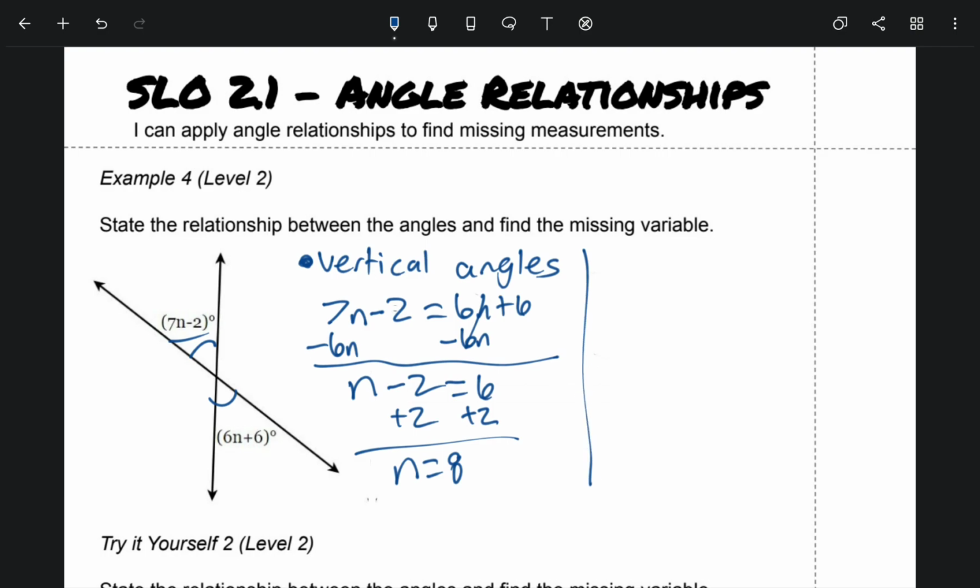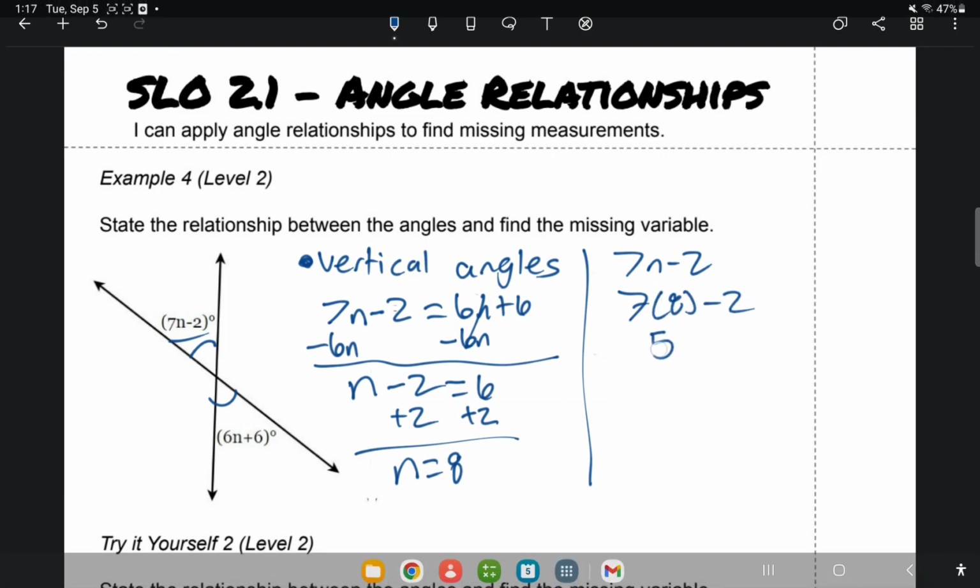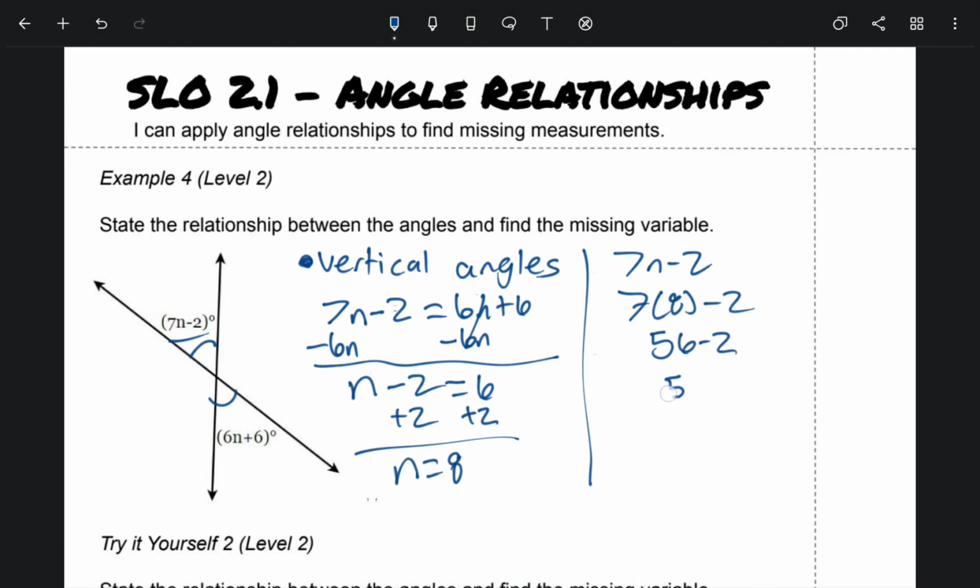Now for good measure, let's plug that in. 7n minus 2. 7 times 8 minus 2 gives us 56 minus 2, which is 54. And we are done.